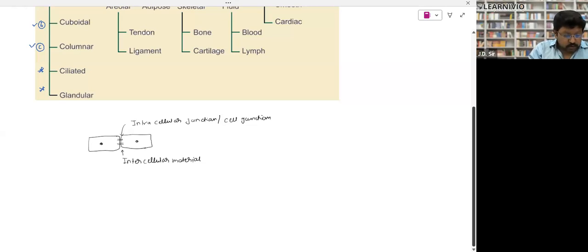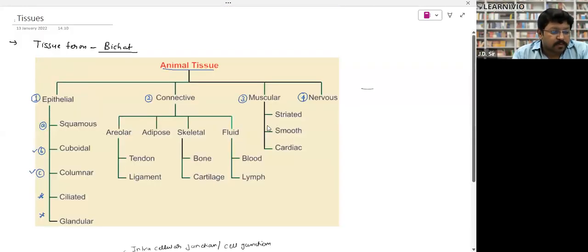Fine. So now I will start with the classification of the animal tissue. That was the basic information which I wanted to share with you. And now I want to tell you the types of tissue. Look, I want your 100% focus. This is a bit lengthy, but not difficult. Not at all difficult, if you remain focused here.